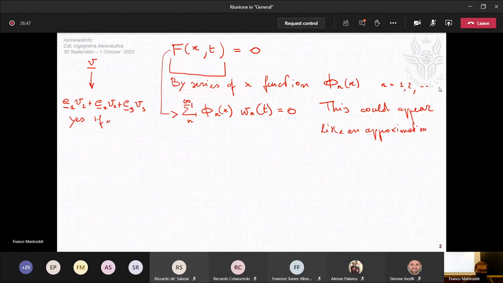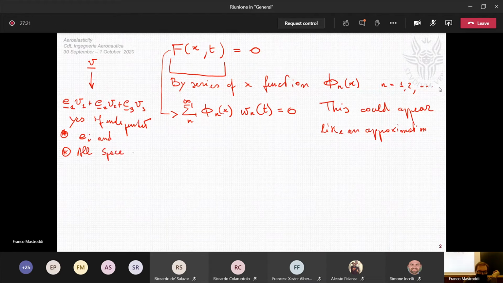If independent, E1, E2, E3, the space spanned by E1, E2, E3 is the full space. So you have to be sure that you are able to cover all the space. Yes, if independent, and all space is covered. No, it's spanned, better. Now, this is what happens for the vector.